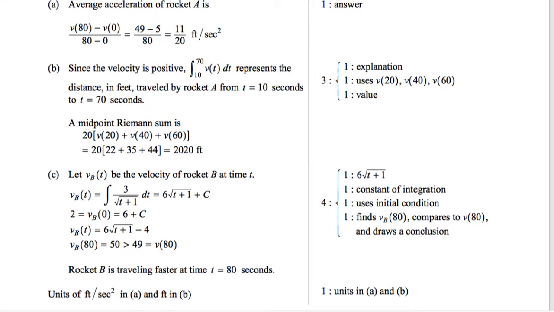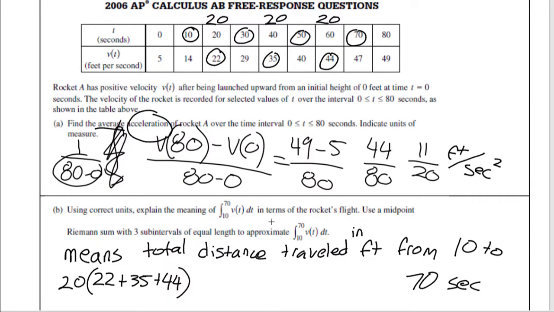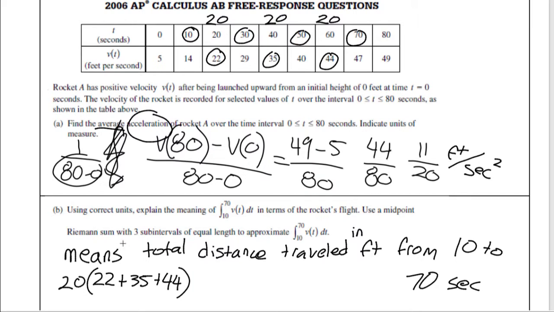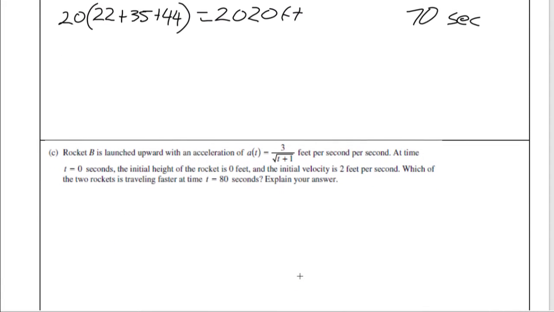And again, you do need units because it does say in here, indicate, or does it not say that? Let's read. Yeah, you do need units in B, even though it doesn't really say it. Oh, it does say it right at the beginning: use correct units. So we do need to say that this equals 2020 feet, because it asks for units. So far, so good? All right, on to part C.